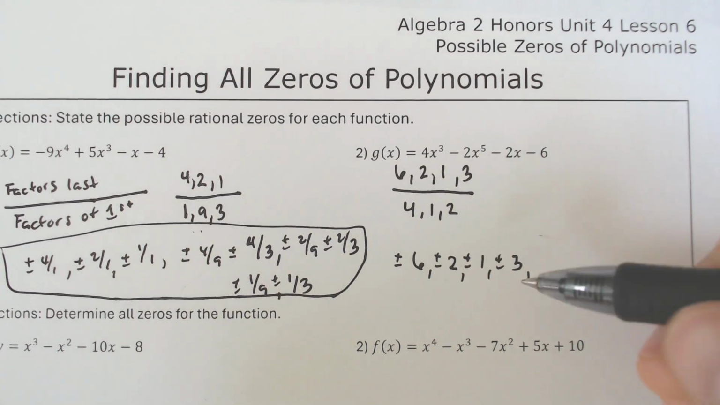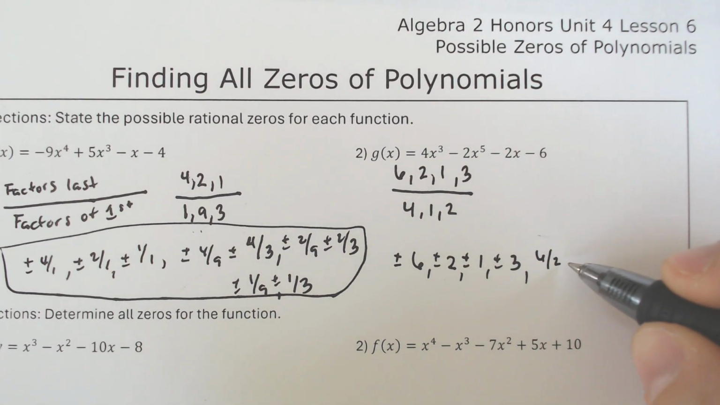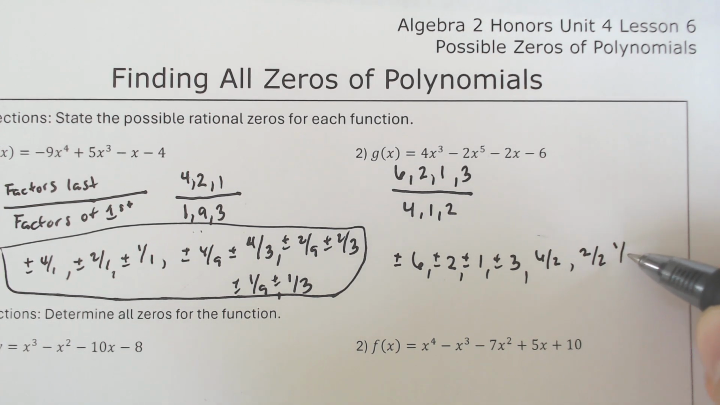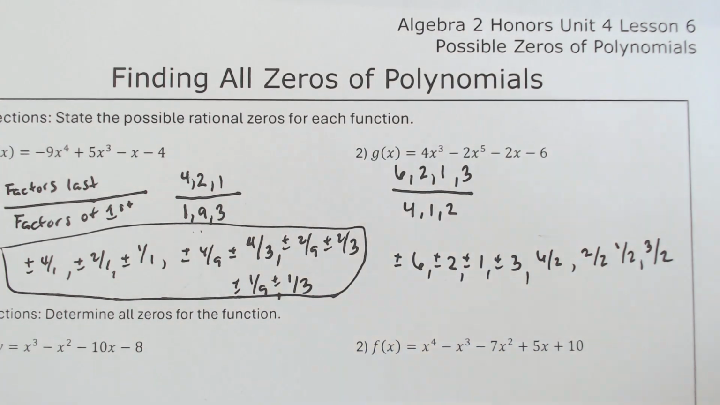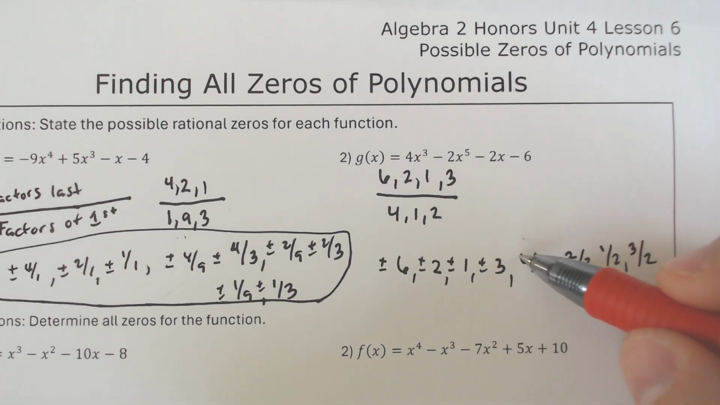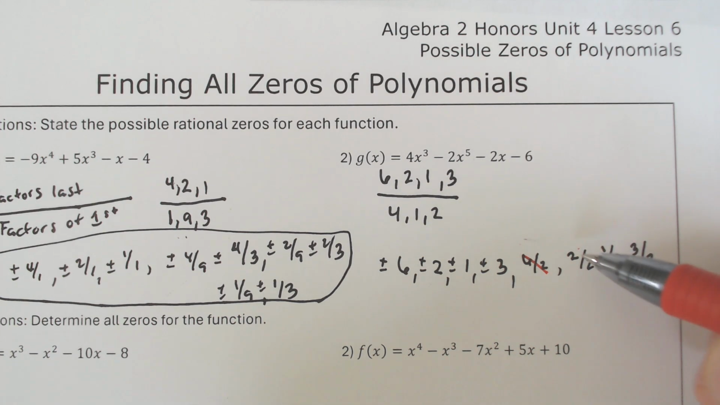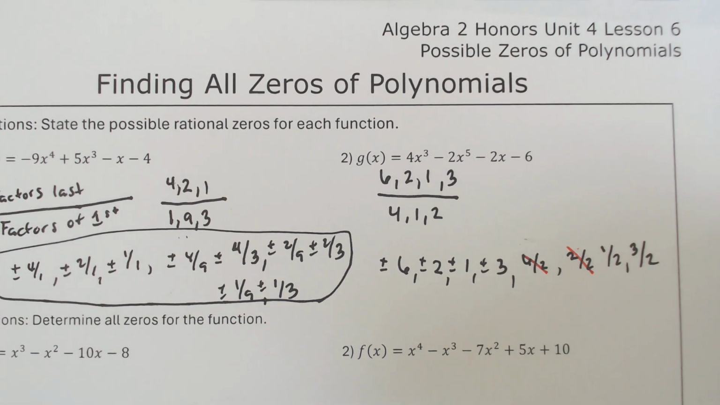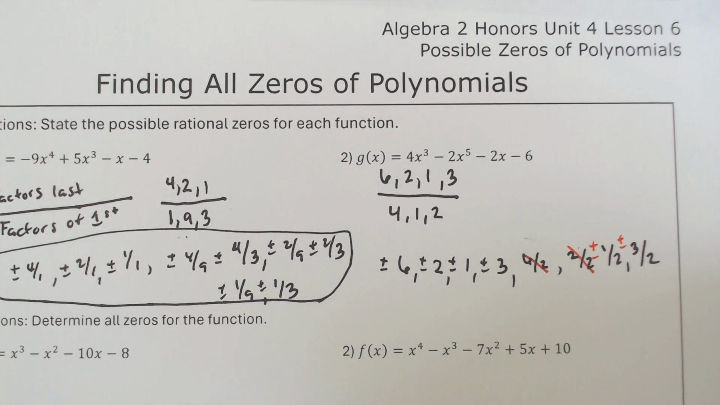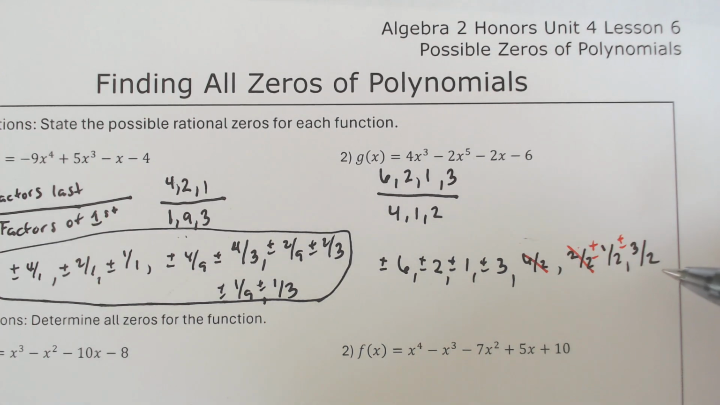Now I'm going to put them all over 2. So this would be 6 over 2. This would be 2 over 2. This would be 1 over 2 and 3 over 2. Some of those are duplicates. 6 divided by 2 is just 3, so we don't need to write it twice. 2 over 2 is just 1, so we don't need to write that twice. 1 over 2 and 3 over 2 are unique, so they stay. All right, so all of those were over 1. All of those are over 2.